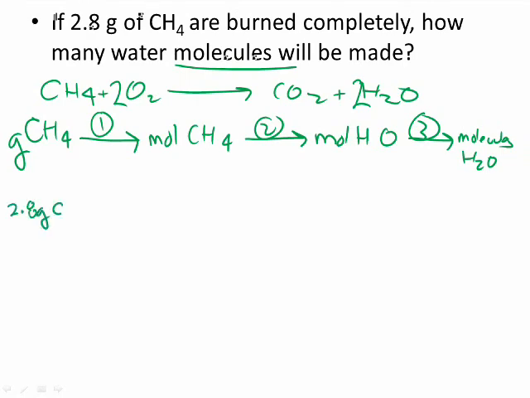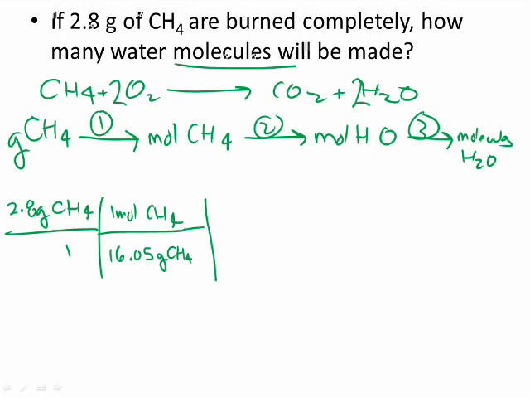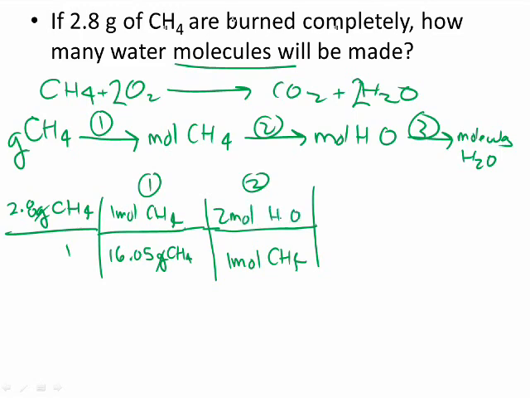2.8 grams of CH4. 1 mole of CH4 is equal to 16.05 grams. Grams will cancel out. That's the first part. The second part we get from the mole ratio. We have 1 mole of CH4 to 2 moles of water.